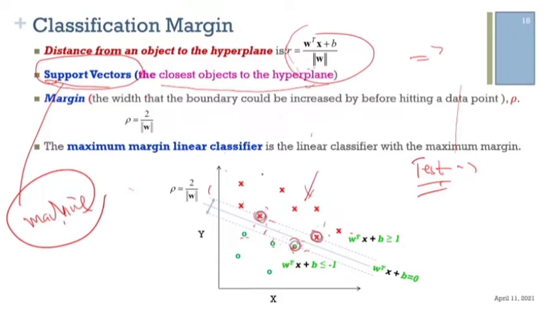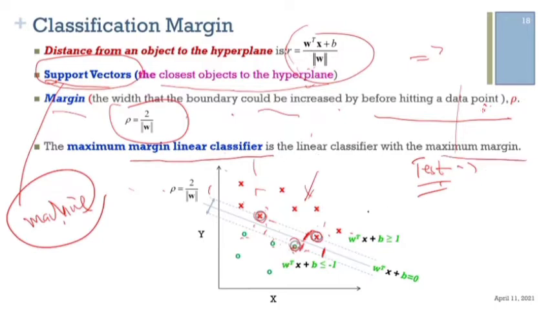So the width of the margin we are looking for is the width of the boundary that could be increased before hitting the data point. This is the idea, and it's given by this formula. We can increase it before we hit a point. We want the two sides to have equal width, almost equidistant. A little bit of difference is okay, but you should not be too close to one at the expense of the other. So we say the maximum margin linear classifier is the linear classifier with the maximum margin.